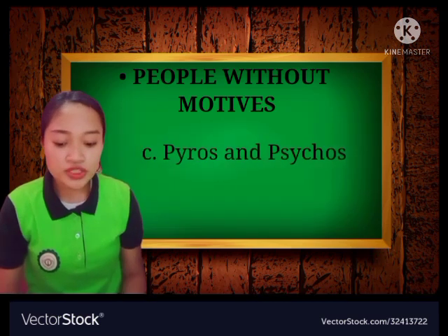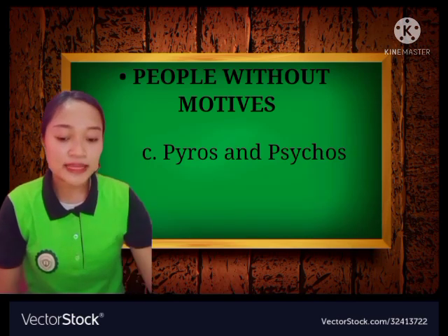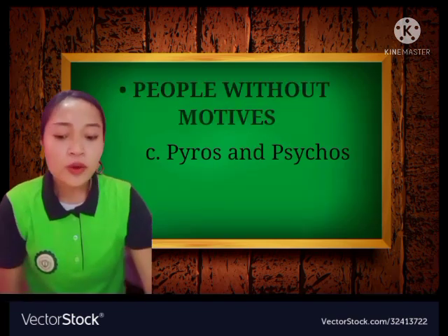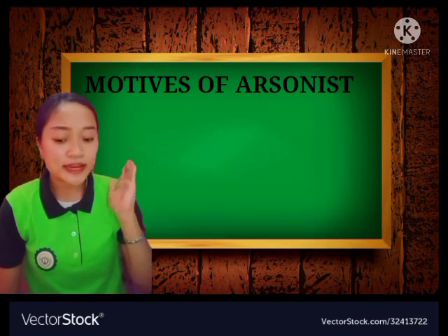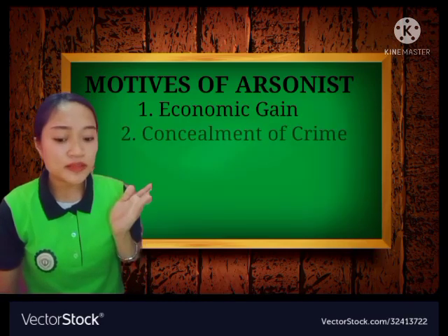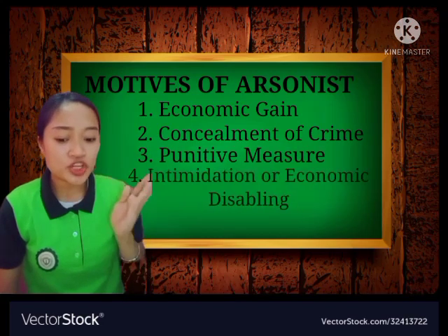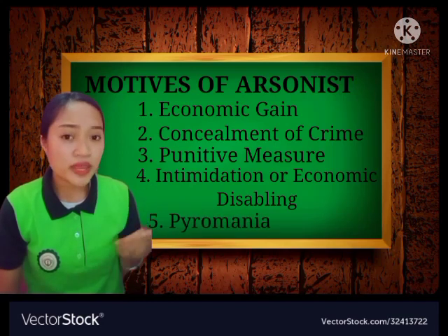Next, psychos. So it means a person who is mentally ill and often dangerous or violent, a psychopath. So next, motives of arsonists consist of the following: the economic gain, concealment of crime, punitive measure, intimidation or economic disabling, and pyromania.